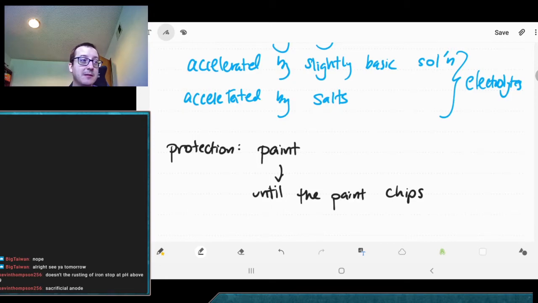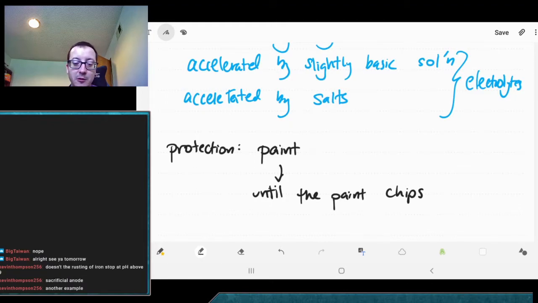Once the paint chips, then you have, yeah, we'll get to sacrificial anodes. Once your paint chips, though, then you have surface area exposed to oxygen and potentially water, and then you get the rust. Sad times.